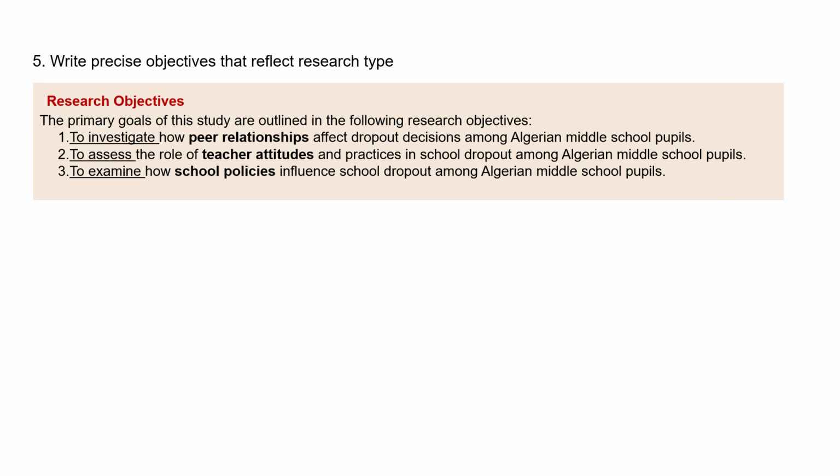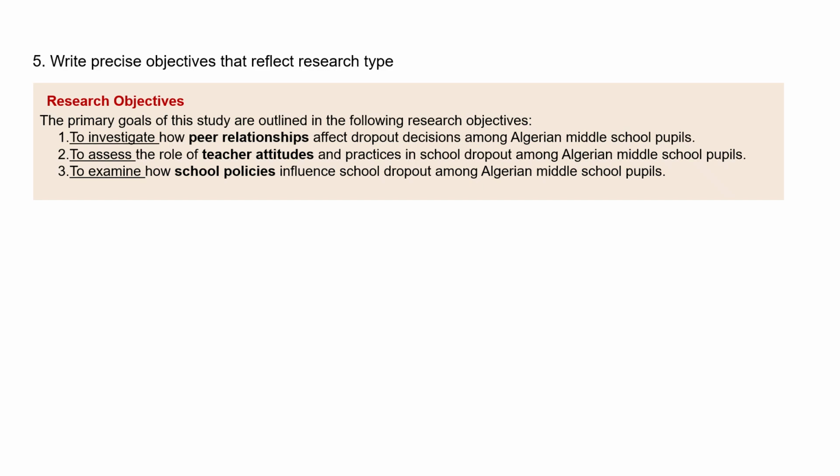The first one is to investigate how peer relationships affect dropout decisions among Algerian middle school pupils. The second one, to assess the role of teacher attitudes and practices in school dropout among Algerian middle school pupils. And finally, to examine how school policies influence school dropout among Algerian middle school pupils. Notice that the 3 sub-objectives are only derived from the main goal, and they do not fall beyond the scope of this general goal. Taken together, they contribute to the general goal.